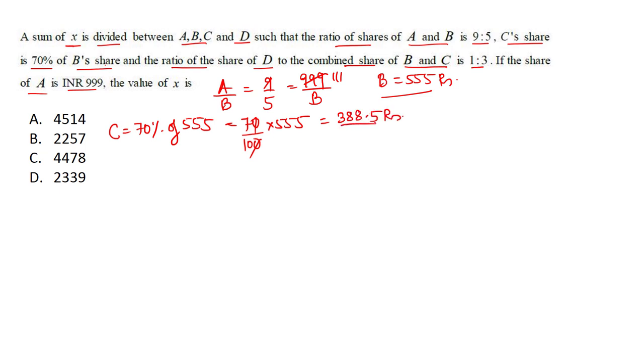rupees. But what I would suggest is try to multiply. Even multiplication is very easy. 7 into 5, 7 into 5, 7 into 5, whatever it is there, and just divide by 10. But C's share we get as 388.5 rupees.